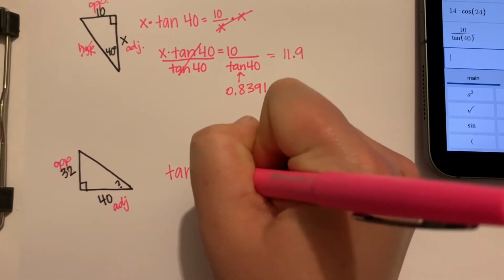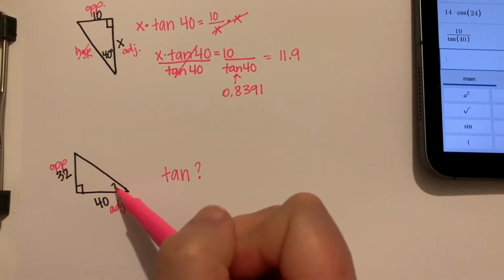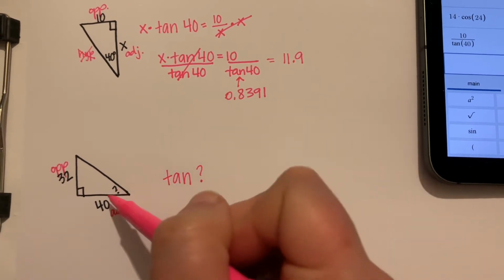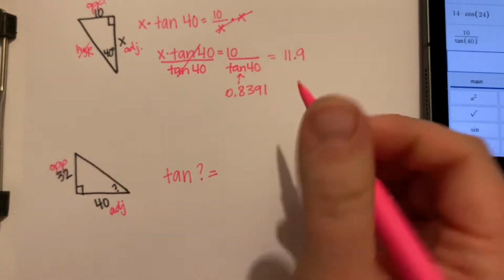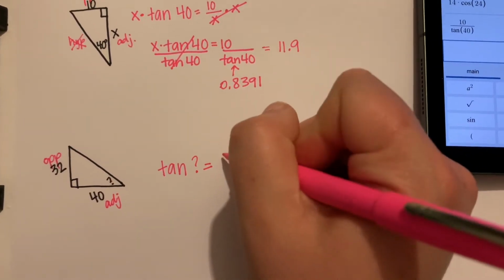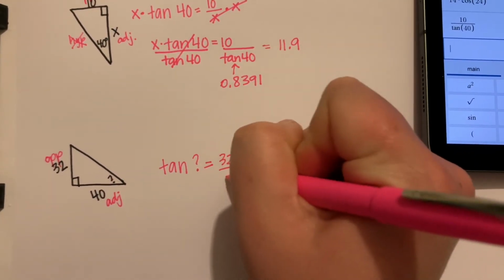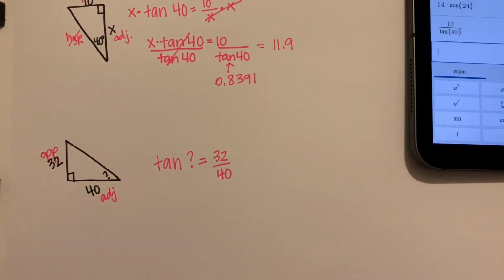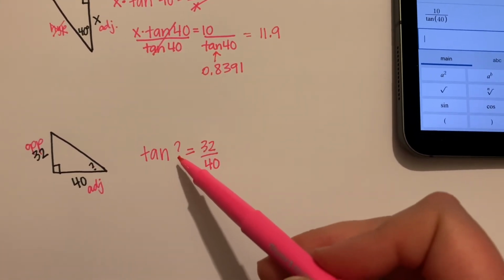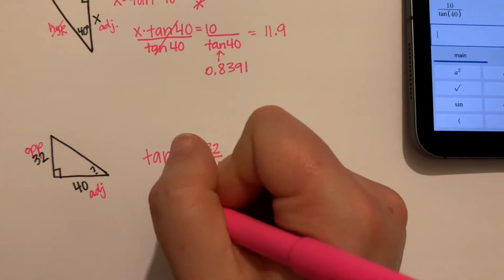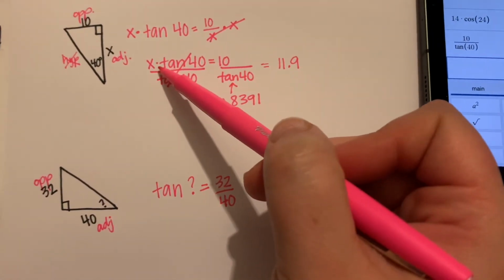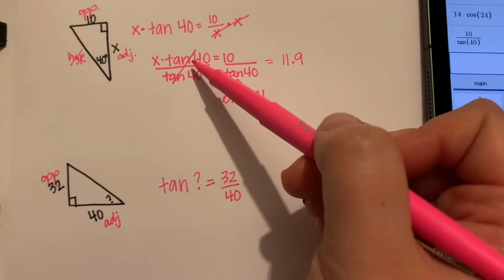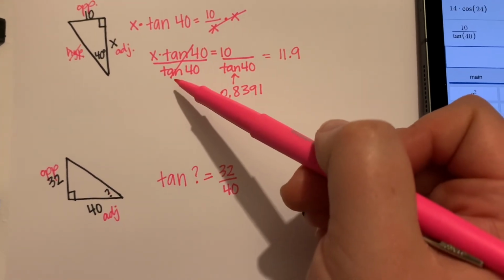Tangent of, this is the question mark. Normally we have an angle measure, and that's what we put here, but I don't know the angle measure for this one. That's what I'm trying to find out. Equals opposite over adjacent, so 32 over 40. If you are trying to find the angle for these, this is when you have to use the inverse function. Like up here, this was times tangent of 40, so I did the opposite of that, which is divide by the tangent of 40.